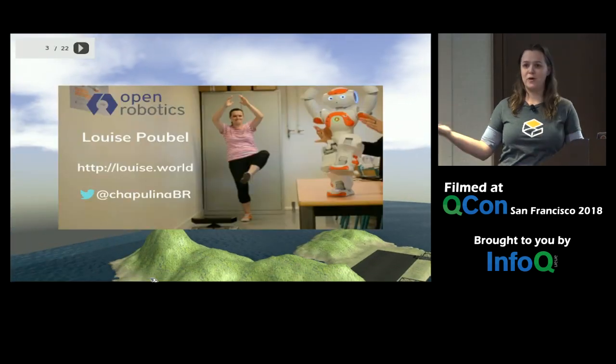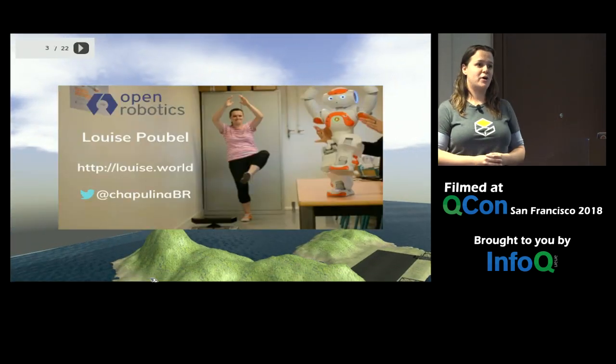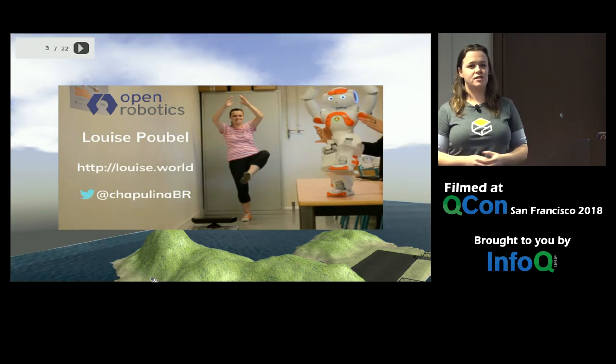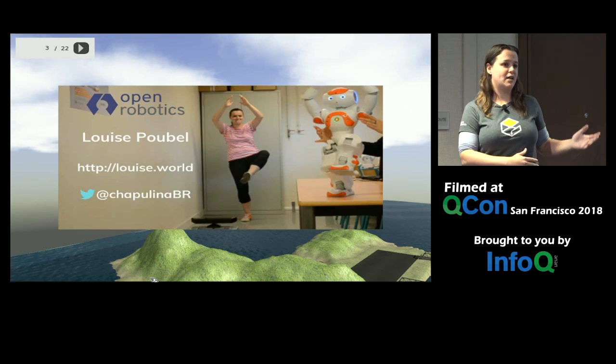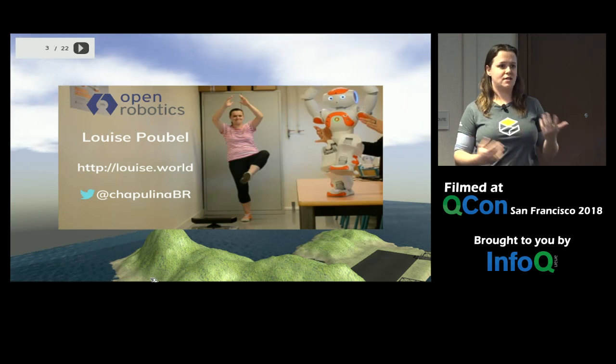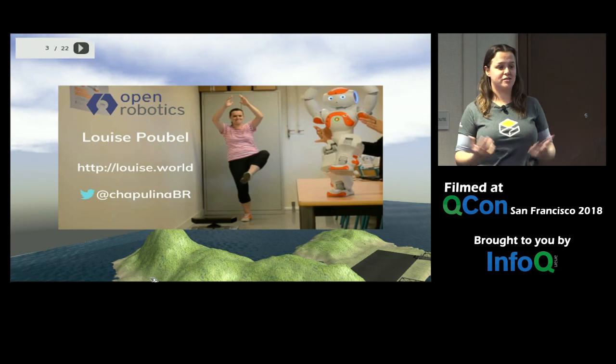But first, who am I? My name is Louise Poubel. I'm a software engineer at Open Robotics. I've been there for almost 4 years, and before that I was contributing with their software externally. Started as an intern and then was hired to work full-time on open source, which is awesome.